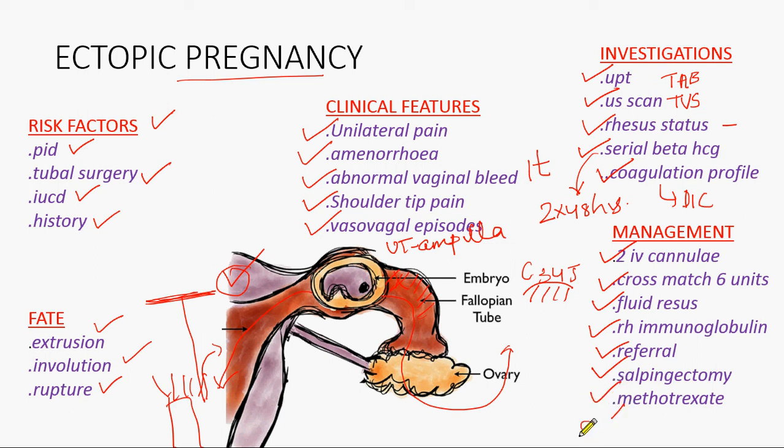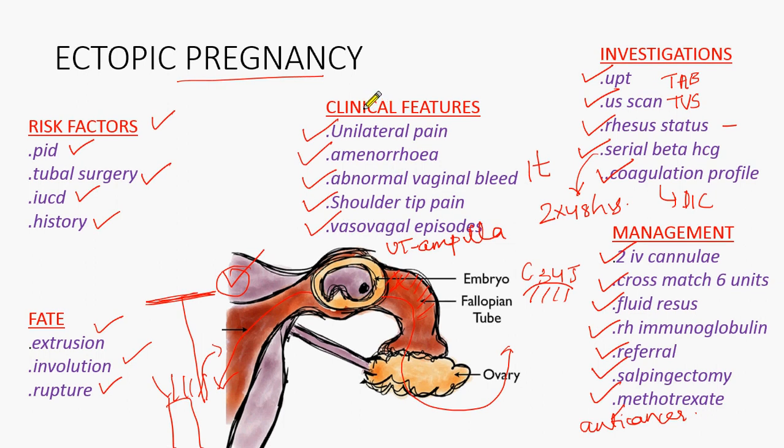If you remember, methotrexate is an example of an anti-cancer drug whose function is to arrest the cell cycle and prevent the multiplication of cells, and of course we can also use it in a fetus because a growing fetus is nothing but multiplication of cells. I hope ectopic is clear.